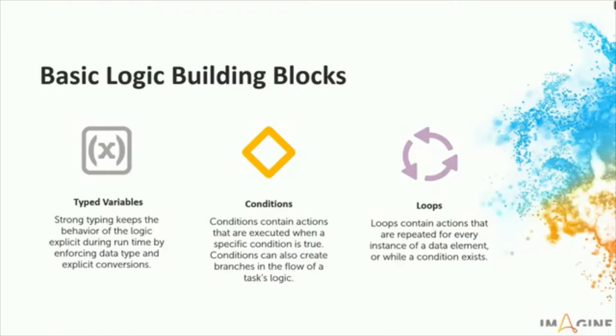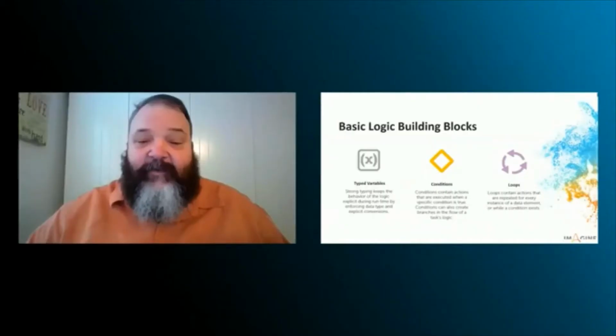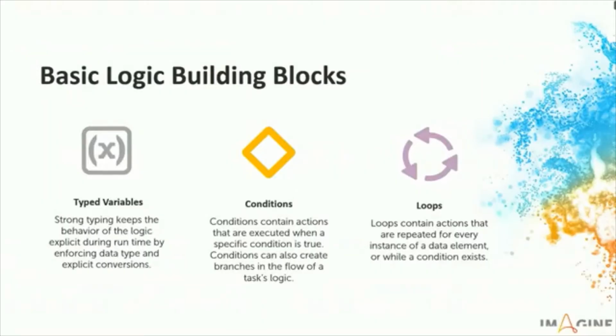There are three different building blocks that we can use for logic, in addition to the objects that it would be using during the execution of the bot. The first is variables, and specifically in A2019, typed variables. Variables in A2019 are strongly typed, which helps us maintain the integrity of the data. Numbers are numbers, strings are strings, date times are date times, and we have to remember to explicitly convert data between different data types as we're using the data in different elements.